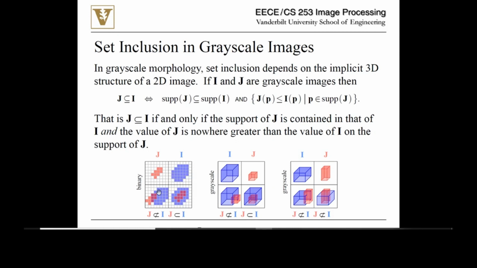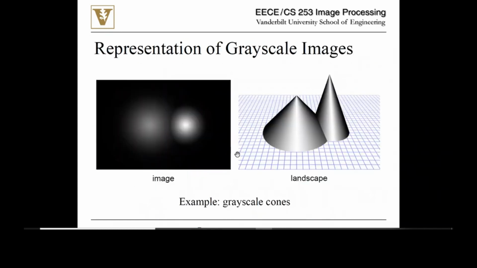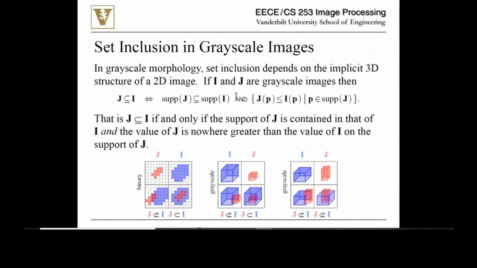For the standard sets, these ones here, it is clear what inclusion means. Inclusion means the support of J is totally included in the support of I. So here the support of J is totally included in the support of I, which is why you say that J is included in I. And here the support of J is not totally included in the support of I. But now with these three-dimensional sets, how do we define inclusion? We define it in this way: the support of J has to be totally included in the support of I.